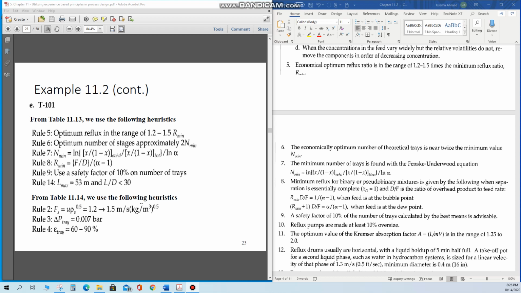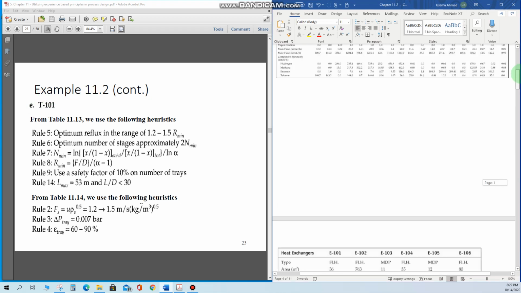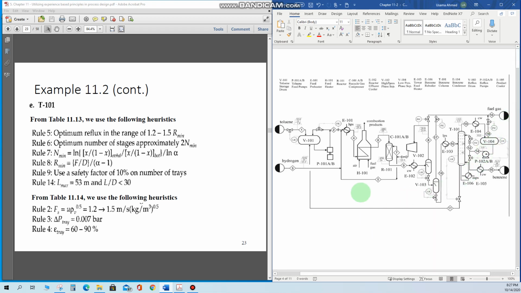Now let us solve part E of this Example 11.2, which is about the tower T101. So let us see what we have in this tower. In this example, in the toluene hydrodealkylation process, T101 represents the distillation column, and in this distillation column we have to estimate different things.